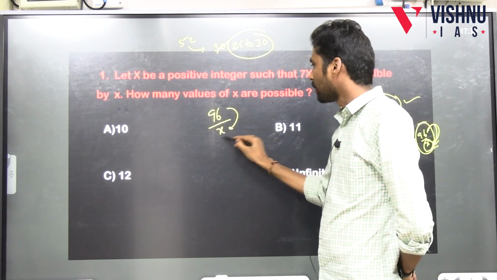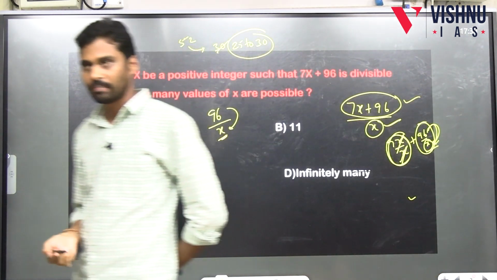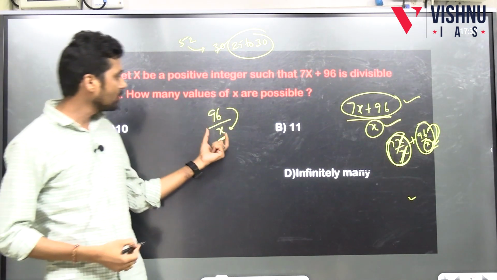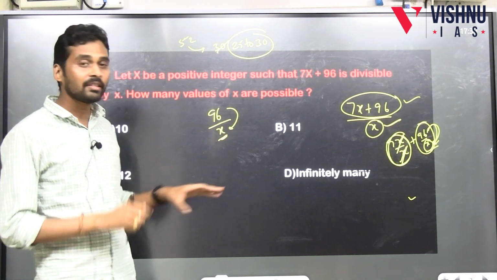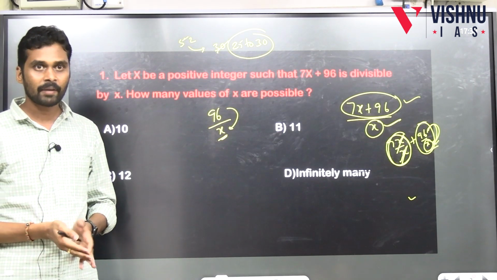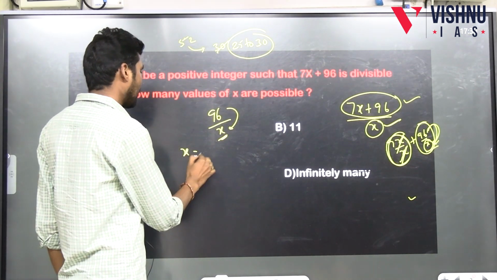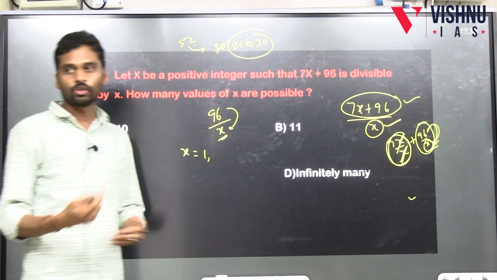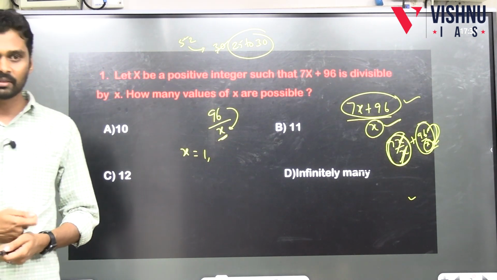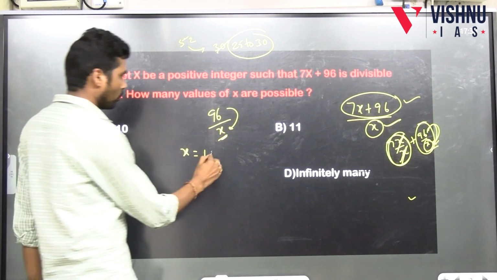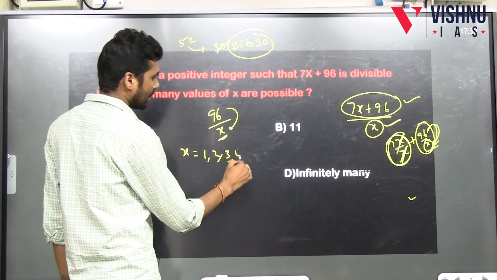96 is divisible by which numbers then? How many values of x are there which divide 96 perfectly? One thing is you can write that 96 is divisible by which numbers? At least tell me some numbers. 1, 2, 3, 4, likewise.